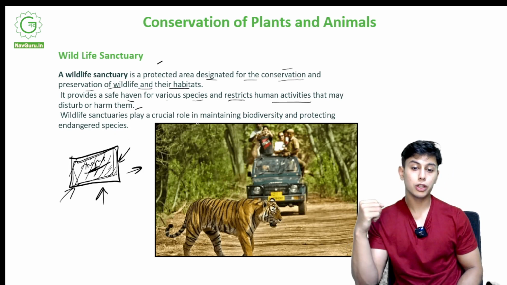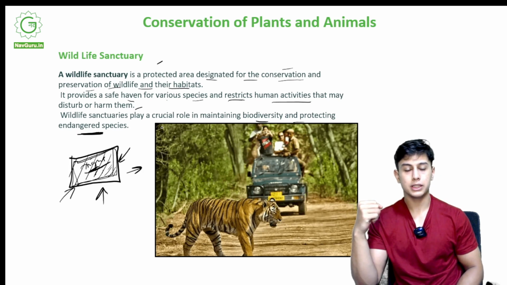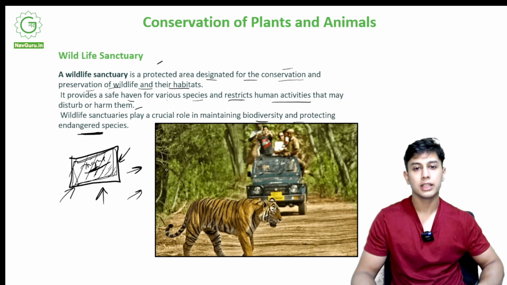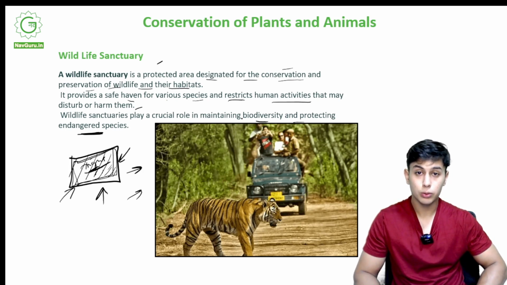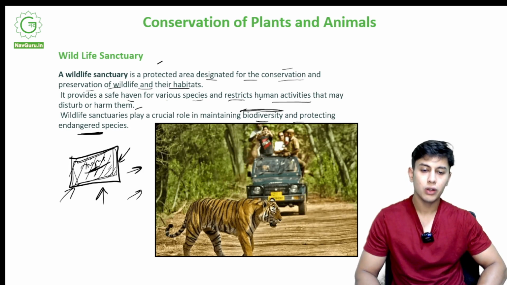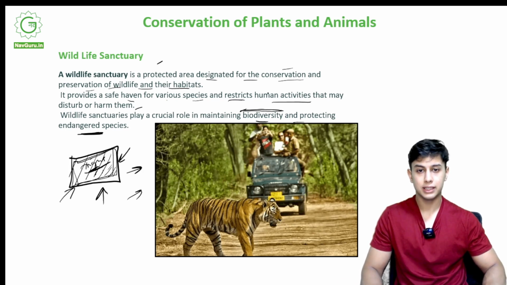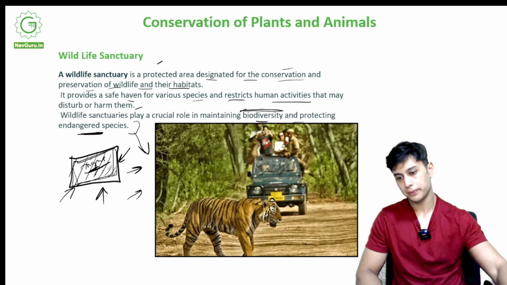Wildlife sanctuaries play a crucial role in maintaining biodiversity and protecting endangered species. So if, like, tiger is an endangered species, they are not much in number, I will want to create a wildlife sanctuary which will play a very important role in maintaining biodiversity. The various types of plants and animals that are living in that area will be as they are, and I am protecting this endangered species. I am protecting this animal from becoming extinct.